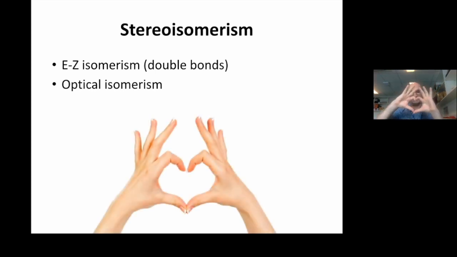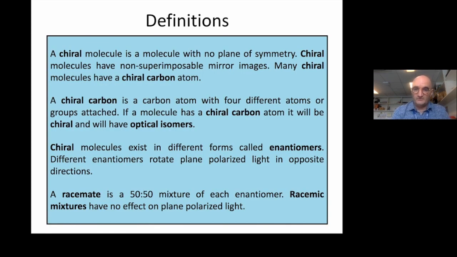So your hands are a pair of enantiomers. Let's say that word again, enantiomers. These, if I keep them like this, my thumb is always on the other side to the other thumb. So they are non-superimposable. A chiral molecule is a molecule with no plane of symmetry. You can't put a mirror down the middle of it, reflect one side to make the other side, and remake the whole molecule. So a chiral molecule has a non-superimposable mirror image. You cannot put them on top of each other.